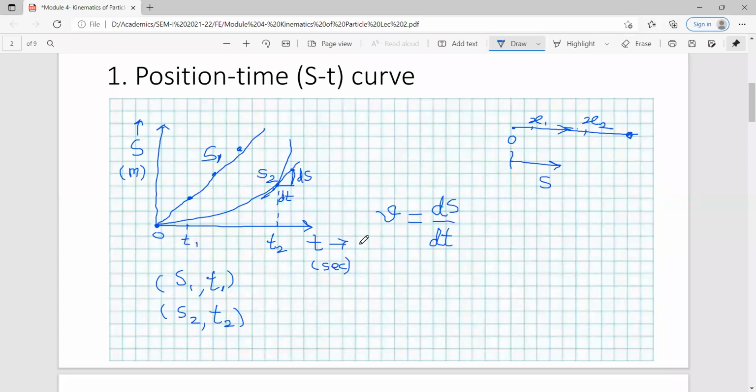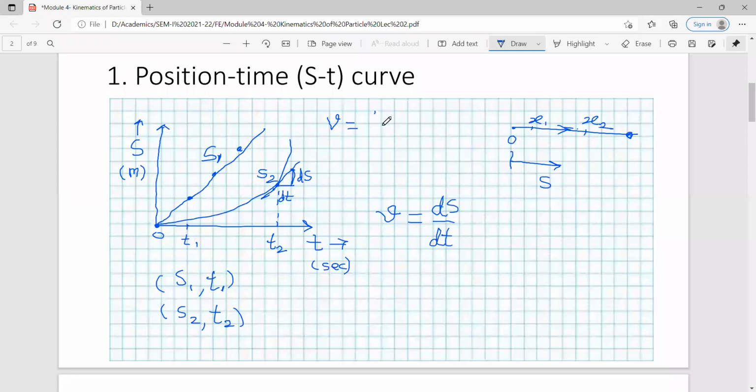So, can you repeat the part when the position-time will be a parabola or a hyperbola? Yes. So see, you know that the slope of the displacement-time curve is known as velocity.